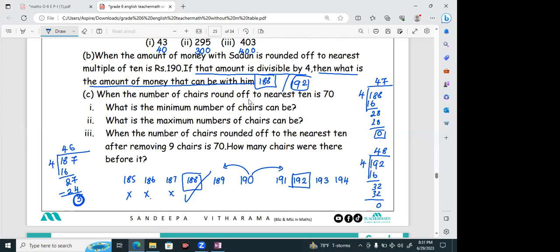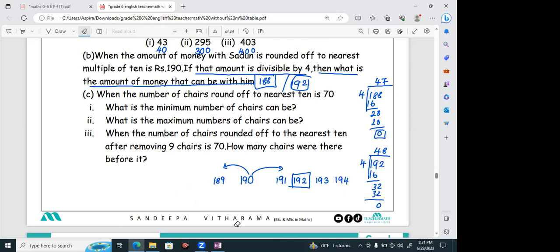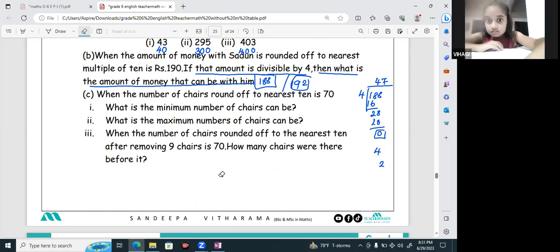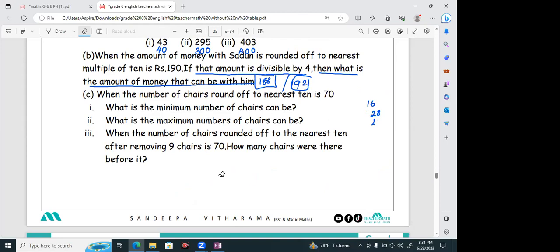Okay. When the number of chairs rounded off to the nearest 10 is 70, what is the minimum number of chairs it can be? What is the maximum number of chairs it can be? Tell me the answer. 65 chairs. What about the others? Vihandi, what is the answer? Madam, what question? First part of part C. එතකොට අපි මොකද කරන්නේ? We write 70, no?